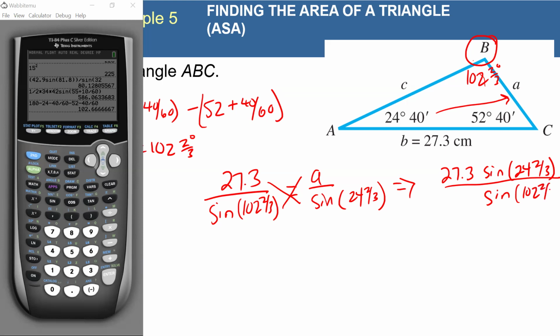102 and 2/3. Where'd you get 2/3? 40 over 60 becomes 2/3. If you have 40 over 60, that equals 4 over 6, which equals 2 over 3. I just didn't want to write 40 over 60 again. For 40 minutes, degrees, so minutes. We really could have done sine 24, 40 over 60. I just reduced it so I wouldn't have to type more things in the calculator. That's okay. Yeah.